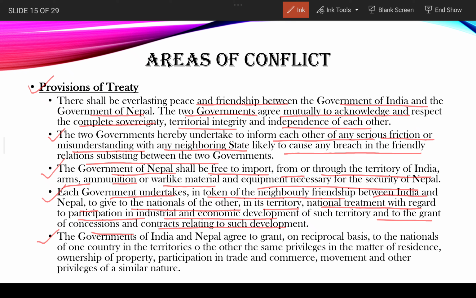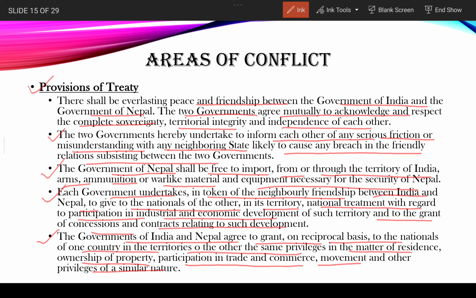Then the Government of India and Nepal agree to grant, on a reciprocal basis, to the nationals of one country in the territories of the other the privileges in the matter of residence, ownership of property, participation in trade and commerce, movement, and other privileges of a similar nature.